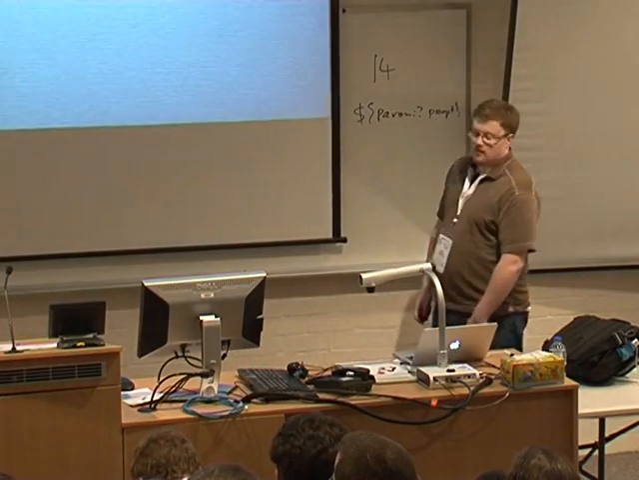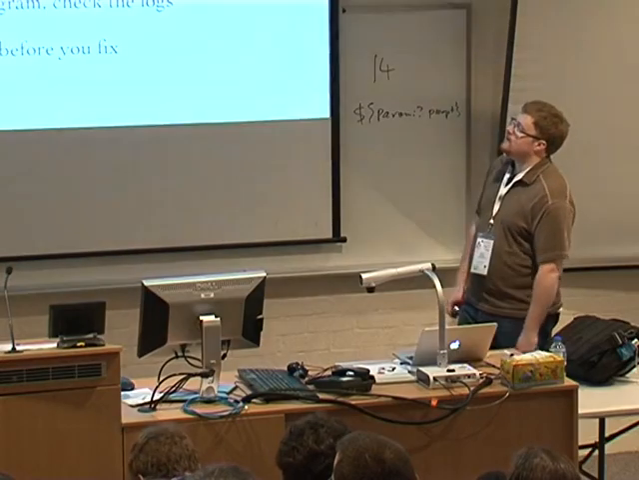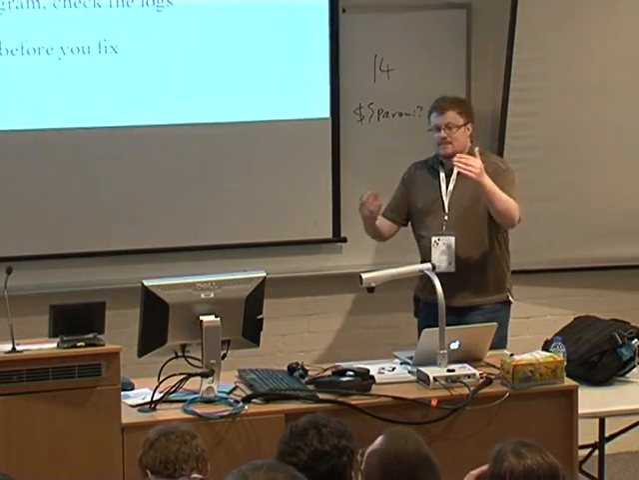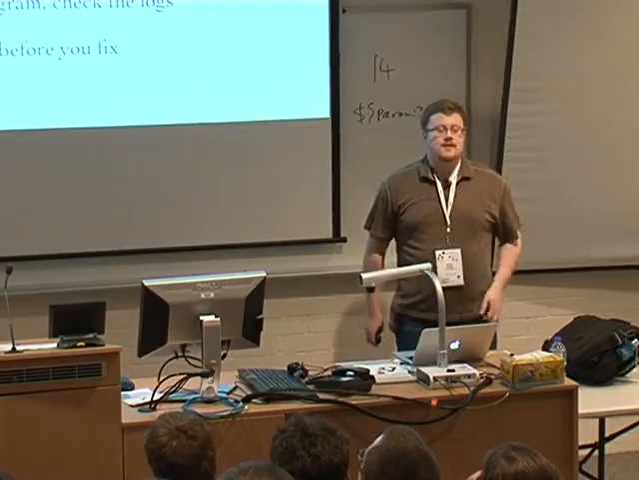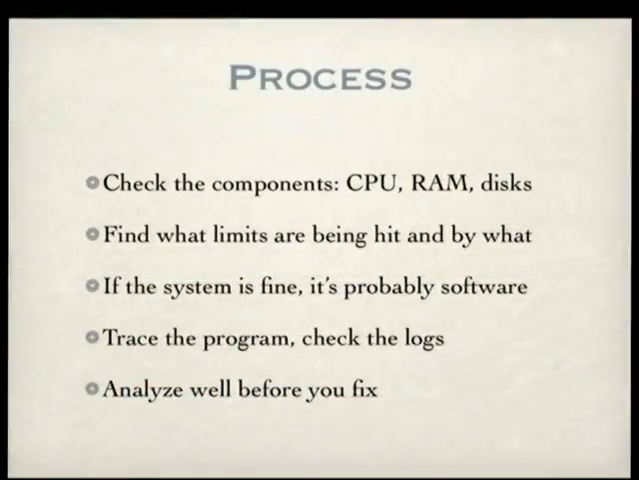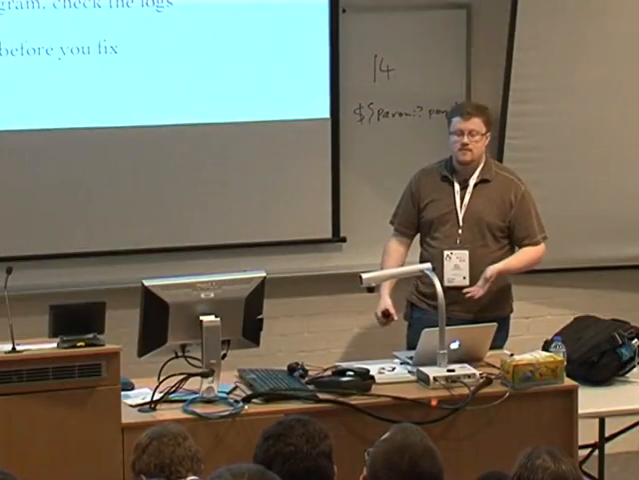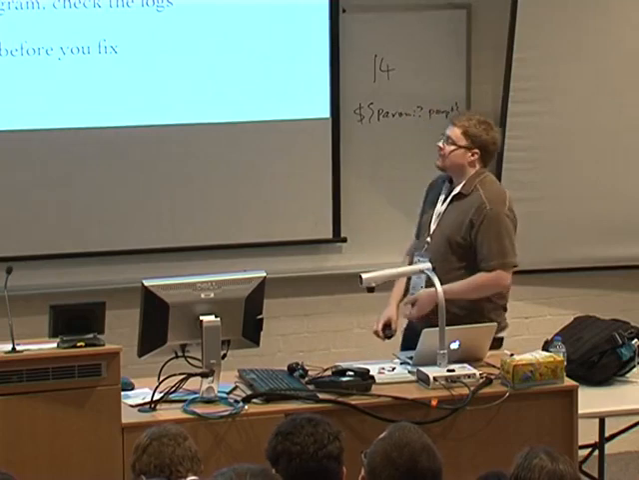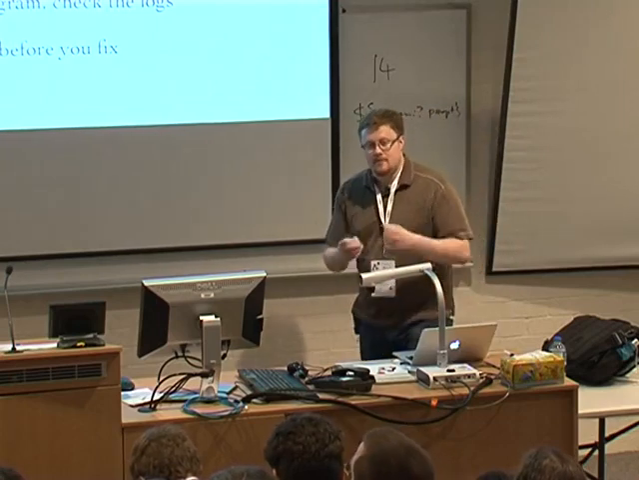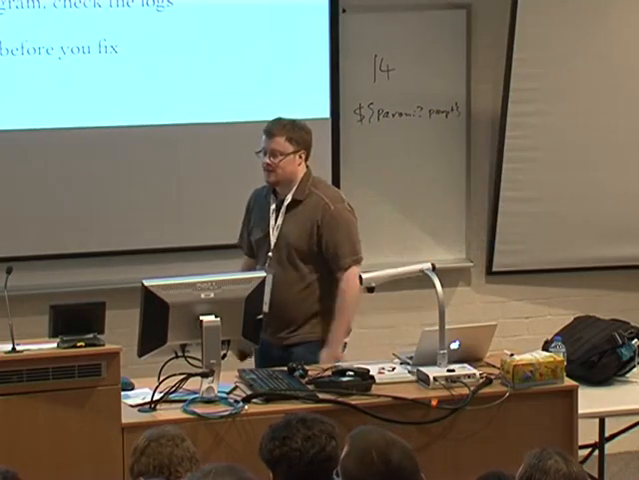So let's kind of summarize what we've talked about here. My personal process, and if you're working on systems, you will come up with your own, is to check each of the components: see what the CPU is doing, see what the RAM is doing, see what the disks are doing, understand what it looks like. Look at top, see what the software is doing. Is something running 100% CPU? Are a lot of things running a lot of CPU? Are they using a ton of memory? If your system looks fine, but people are reporting problems, it's probably software.